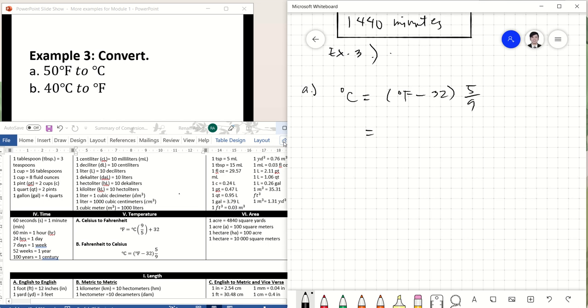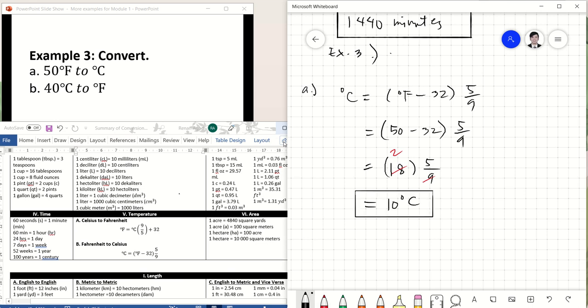So the given Fahrenheit is 50. You need to follow PEMDAS. You're supposed to subtract first. That's 50 minus 32, which is 18. Then you multiply 5 ninths with 18. Actually, 18 divided by 9 is 2. So that would just be 2 times 5. So 2 times 5 is 10 degrees Celsius.